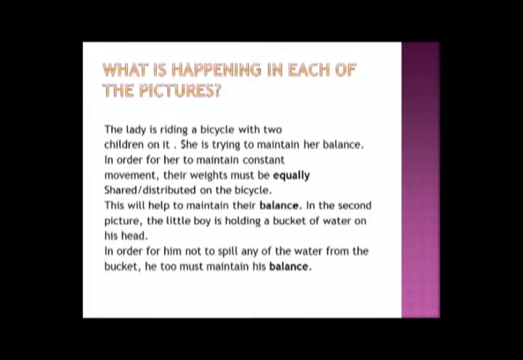The lady is riding a bicycle with two children on it. She's trying to maintain her balance. In order for her to maintain constant movement, their weights must be equally shared or distributed on the bicycle. This will help to maintain their balance. In the second picture, the little boy is holding a bucket of water on his head. In order for him not to spill any of the water from the bucket, he too must maintain his balance.